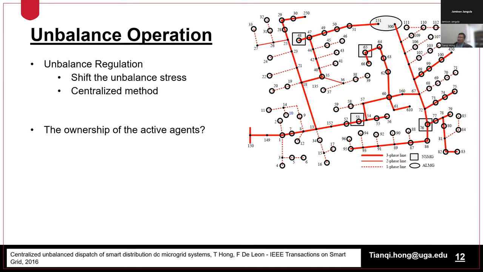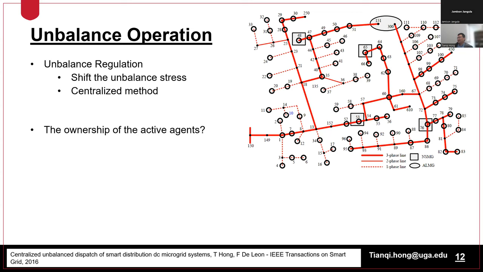So that's just an overview about voltage unbalanced operation in active distribution systems. Actually, the idea for unbalanced regulation is very simple. We try to shift the unbalanced stress from certain nodes or substation transformer to each DER, and it is also a centralized method. However, the problem is in order to implement the centralized method, we need to make sure that we have ownership for all the power electronic interfaces, which is very hard to satisfy in most distribution systems.